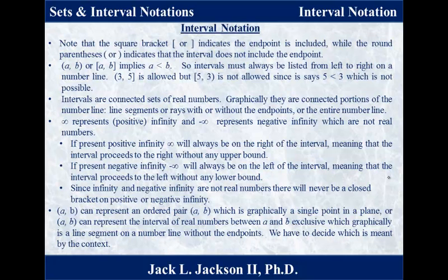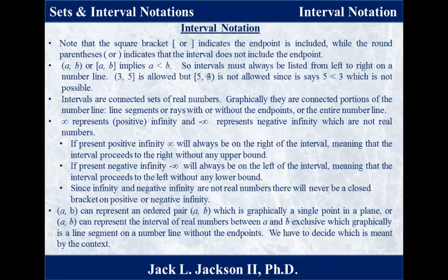So the interval 3 to 5, open on the left, closed on the right, is allowed, but 5 to 3 is not allowed, because that says that 5 is less than 3, which is not true. It's not possible. So this first one makes sense. This second one doesn't even make sense at all, so it's not allowed. Intervals turn out to be connected sets of real numbers. Graphically, a single interval is one connected piece. It's either a line segment with or without the endpoints, or it might be a ray with or without the endpoints, or in the case of negative infinity to infinity, it's the entire line. So they're basically parts of a line that are one connected piece.